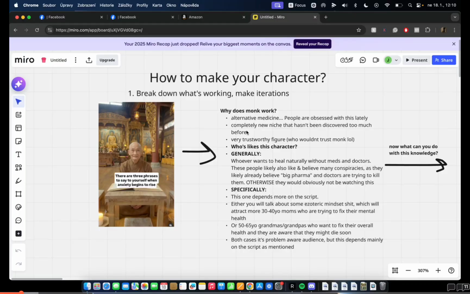So I need to break down why the character works and all of that. And I feel like for all of the people who are not insanely gifted, just like me, it's always better to be a little bit more analytical and to actually think about why the character is working, and then based on all of the data you have, you create another character.